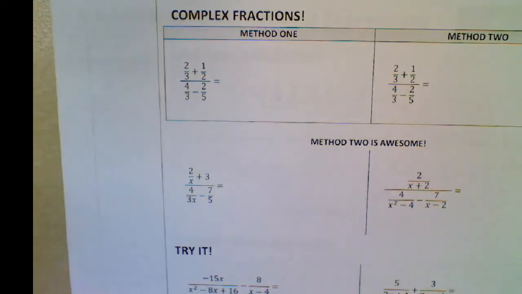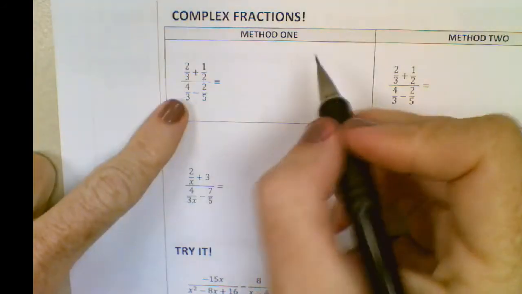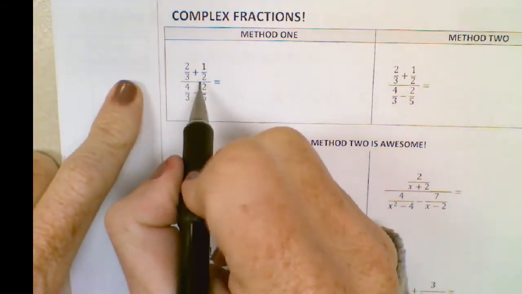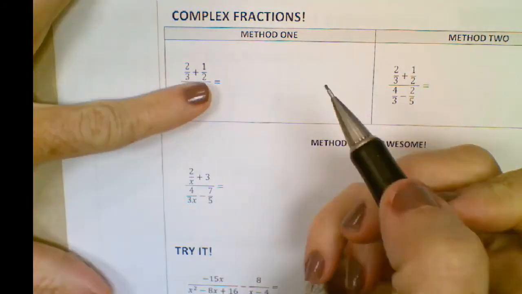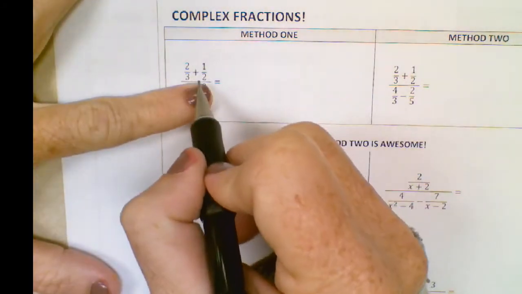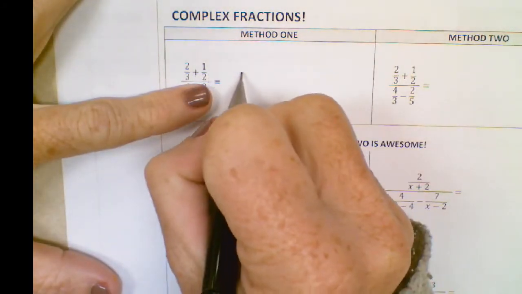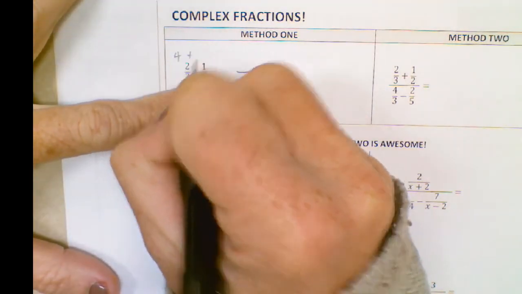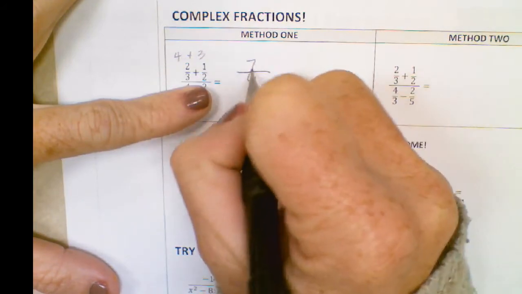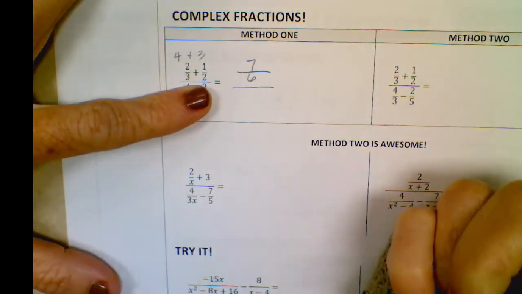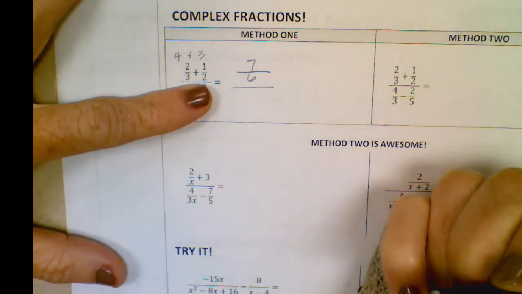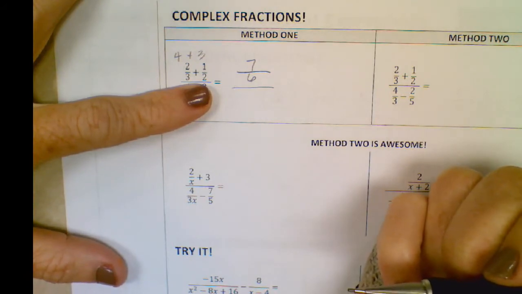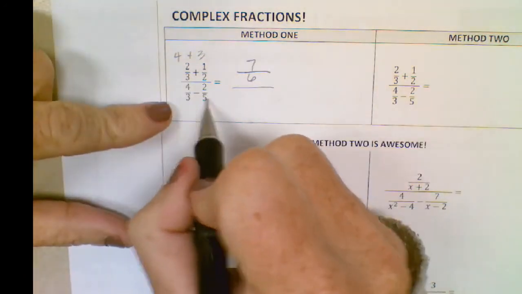Okay, method 1, we could do a couple of things. We could use bow tie to get that top and bottom, which I think I'm going to do. So if we use bow tie in the numerator, let's just deal with the numerator first. We have 3 times 2, which would give me 6. 2 times 2 is 4. 3 times 1 is 3, so that would give me 7 over 6. Actually, not so bad. We don't have variables going on yet, so it's a little bit bad. Okay, same thing on the bottom.